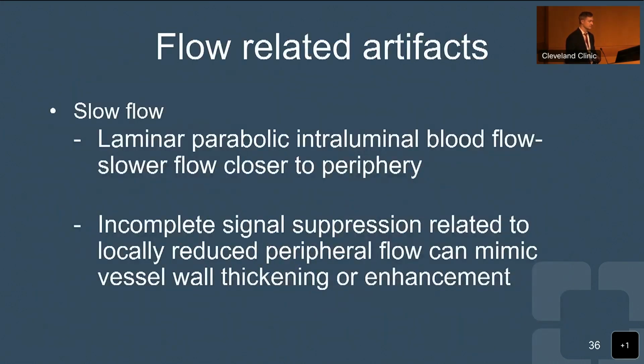Flow-related artifacts can also be misleading, and because of the laminar parabolic nature of flow, intraluminal blood flow is usually slower, closer to the periphery. This causes incomplete signal suppression related to locally reduced peripheral flow, and this can mimic vessel wall thickening enhancement, so something to be aware of.